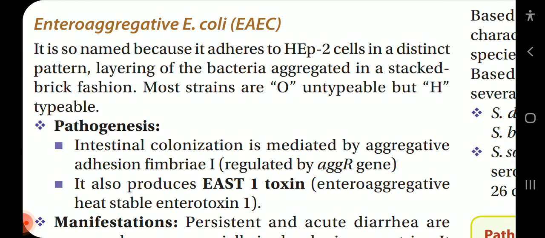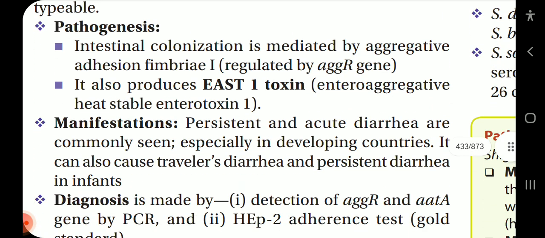Enteroaggregative E. coli, EAEC. It is so named because it adheres to HEp-2 cells in a distinct pattern, with the bacteria aggregated in a stacked brick fashion. Most strains are O untypeable but H typeable. Pathogenesis: intestinal colonization is mediated by aggregative adherence fimbriae I, regulated by the AggR gene. It also produces EAST1 toxin, enteroaggregative heat-stable enterotoxin 1.